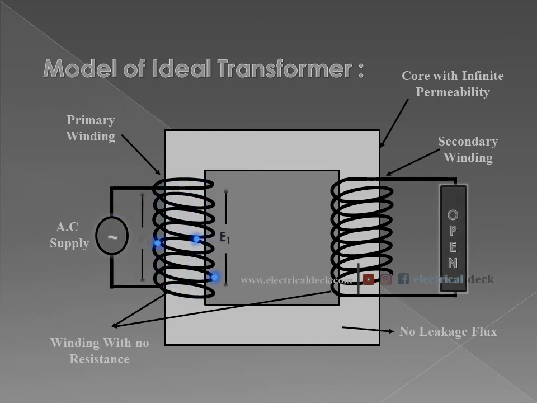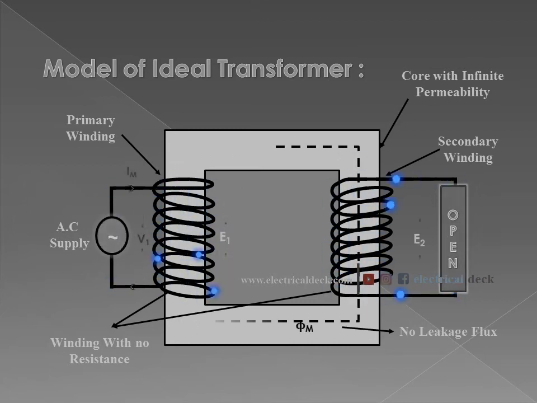As the secondary winding is open-circuited, the transformer draws a magnetizing current, Im, which produces a magnetizing flux, phi m. This flux, phi m, flows through the core of the transformer. Now, this flux links with the secondary winding and induces an EMF, E2, in the secondary winding, according to the principle of mutual induction.